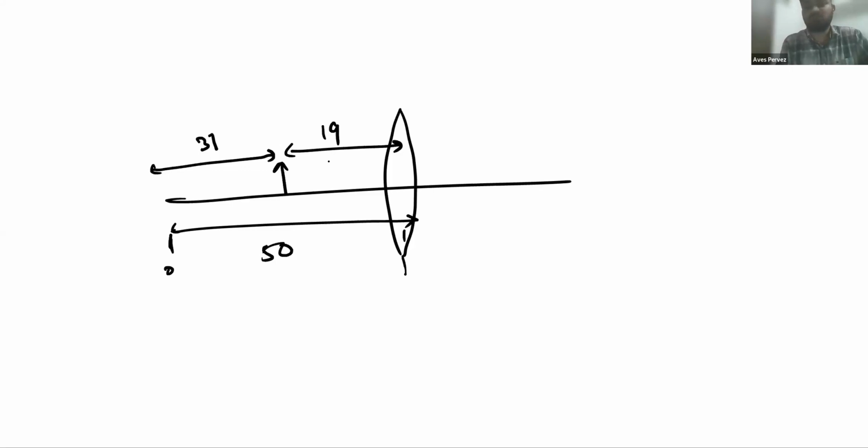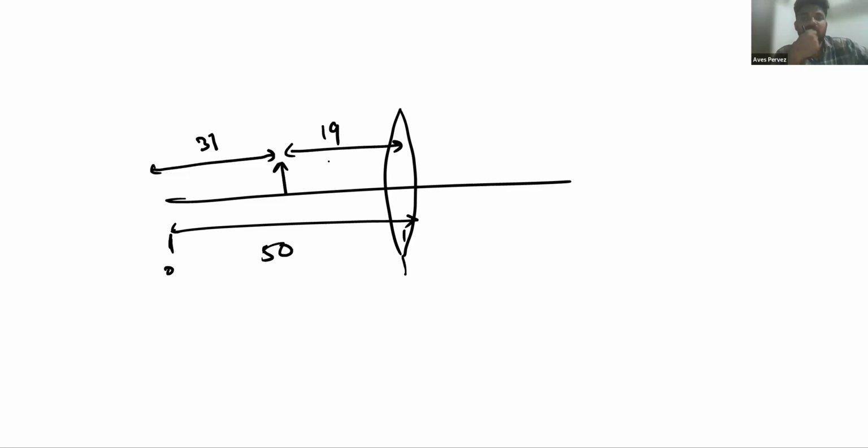Yes, sir, 19. Focal length is 19. Now the object is placed at focus. And when the object is placed at focus, where should the image form in the case of a convex lens? The image will be formed at infinity.